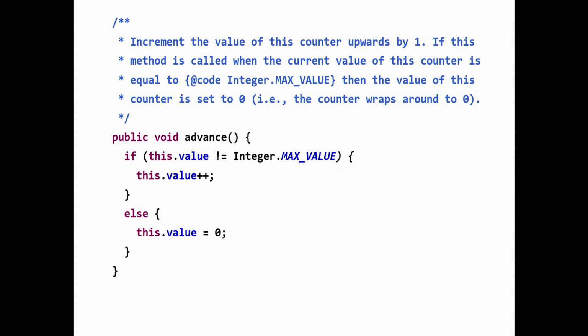Okay, how do you advance the counter by 1? So you have to remember what advance does. Advance increments the value of the counter up by 1. If the method is called when the current value of the counter is equal to integer max value, then the value of the counter gets set to 0. In other words, this particular class wraps its count back around to 0.